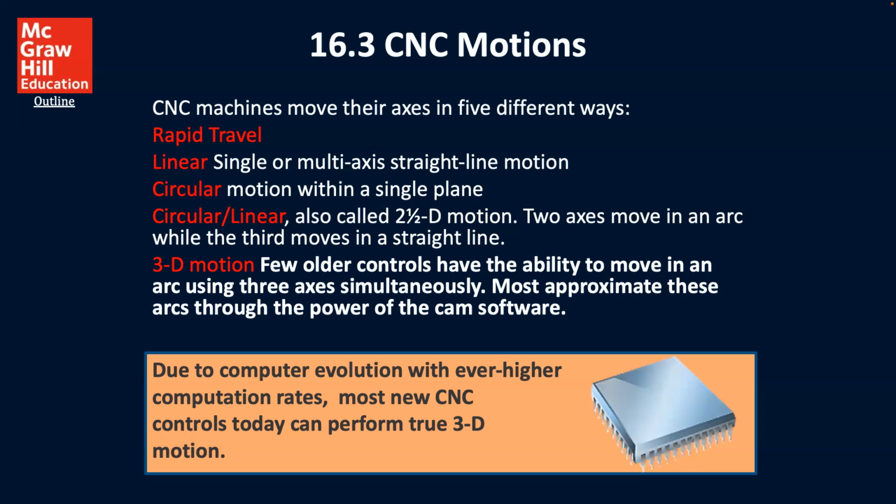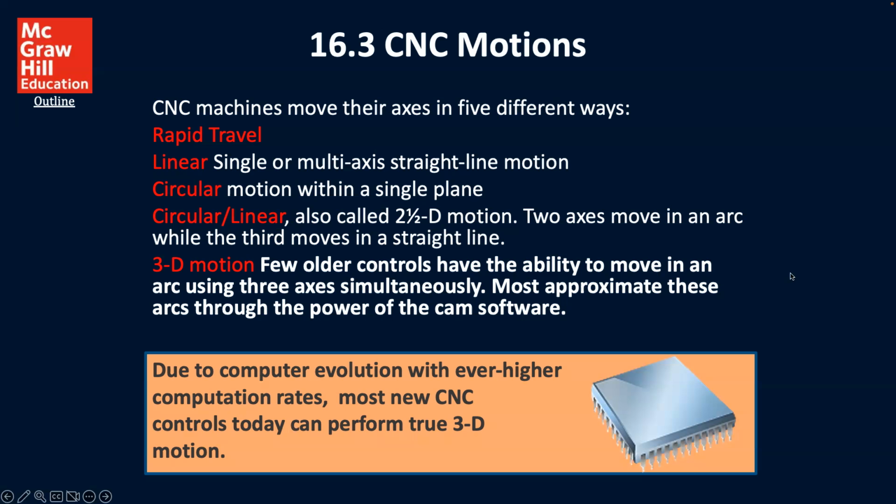So rapid travel, we had a chance to talk about that previously, going from key points. Linear, we're just going in a single line. Circular, we're going in a single plane, having a circular travel. Circular and linear can be called 2.5D motion. The axis move in an arc while the third moves in a straight line. So that's what that can involve.